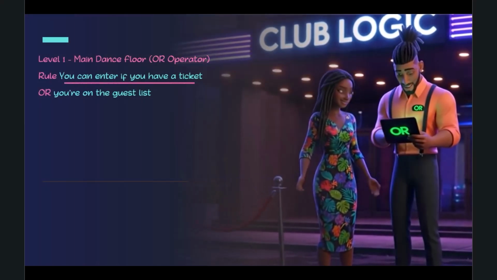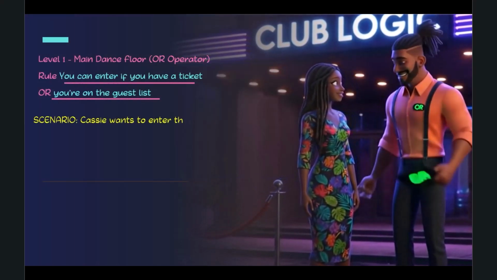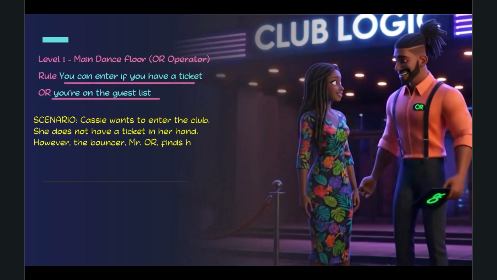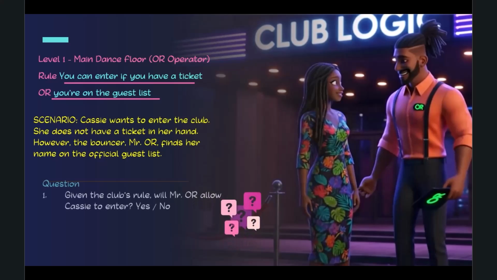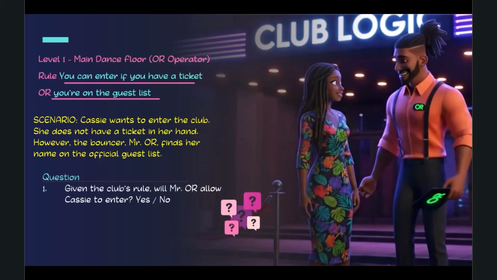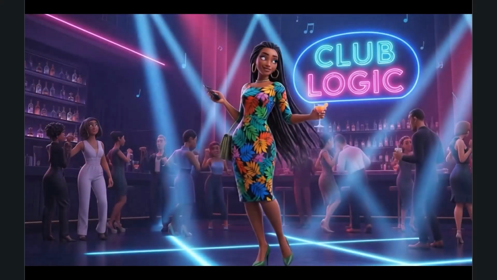For the main entrance, the rule is you need a ticket or you need to be on the guest list. Now Cassie wants to enter the club. She does not have a ticket in her hand. However, the bouncer, Mr. O, finds her name on the official guest list. Given the club's rule, will Mr. O allow Cassie to enter? Yes, because at least one condition must be true. Because at least one condition was met, where her name was on the guest list.